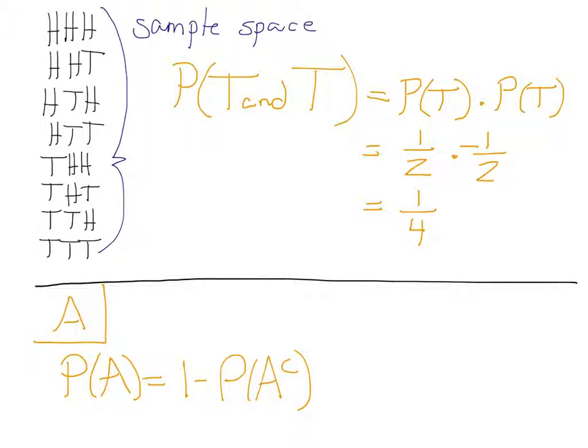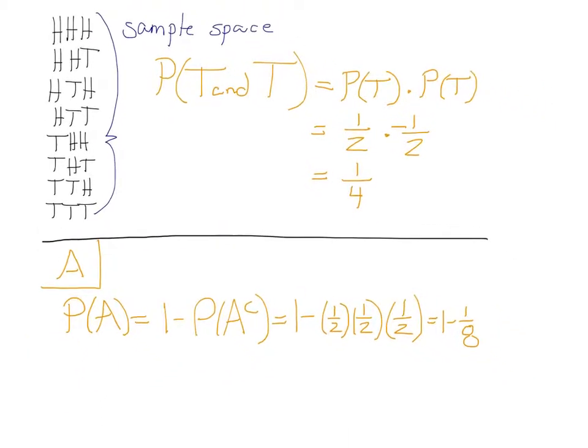And the probability that we don't get at least one tail is actually just the probability that we get all heads. So think about that. If we don't get at least one tail, then we must have gotten heads 3 times in a row. So this is going to be equal to 1 minus the probability of heads times itself 3 times. So in other words, 1/2 times 1/2 times 1/2. And from that we get 1 minus 1/8, and that just becomes 7/8.